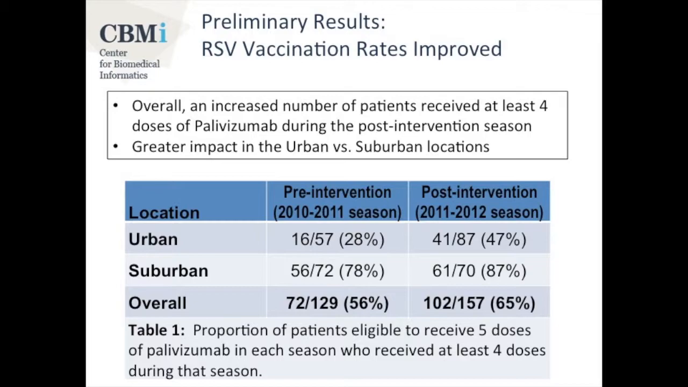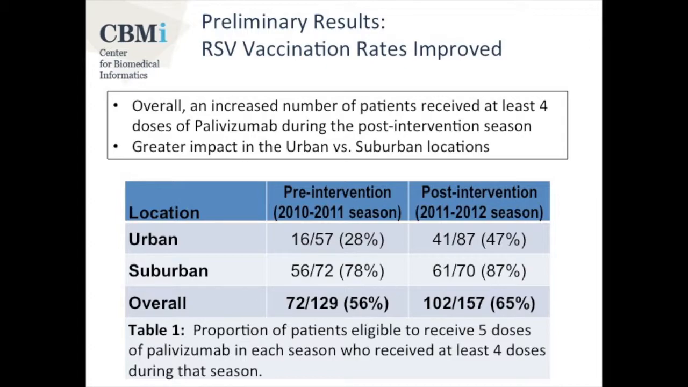The intervention increased the number of patients who received at least 4 doses of palivizumab during the post-intervention season, and we found that the impact was greatest amongst the urban practices, where there was actually quite a low baseline success rate. In the pre-intervention season in the urban practices, only 28% of the children actually received at least 4 of the doses that were recommended, compared to the suburban practices, who were doing much better. 78% of their eligible children were getting 4 doses.